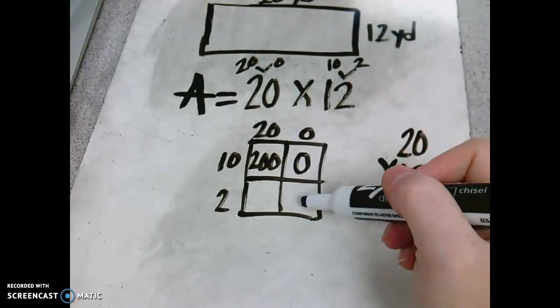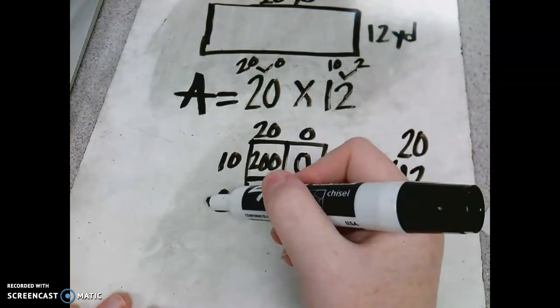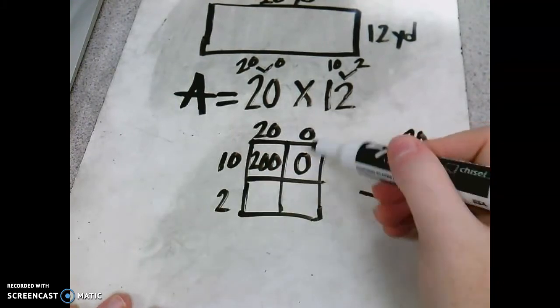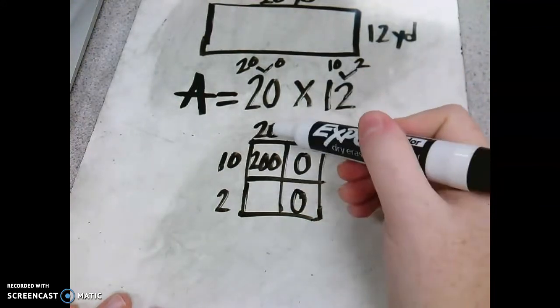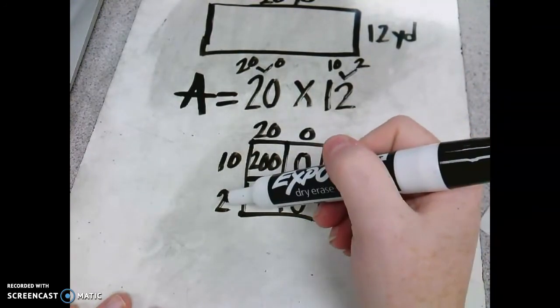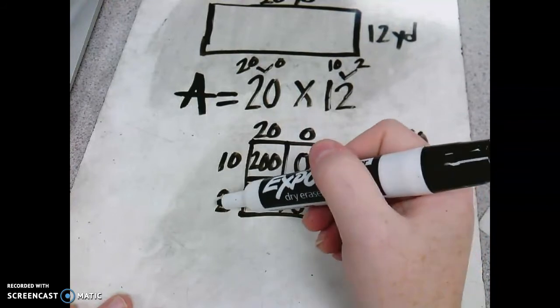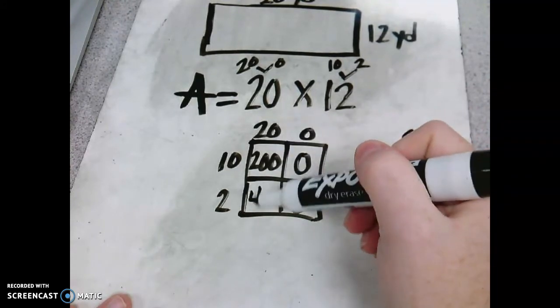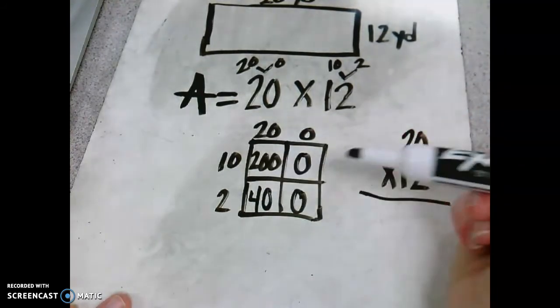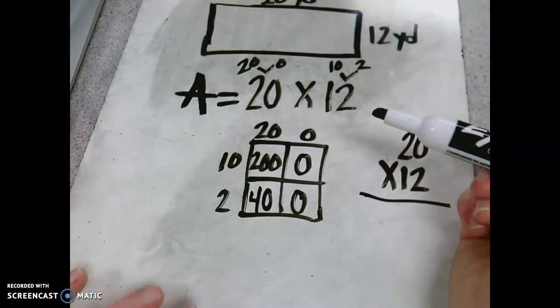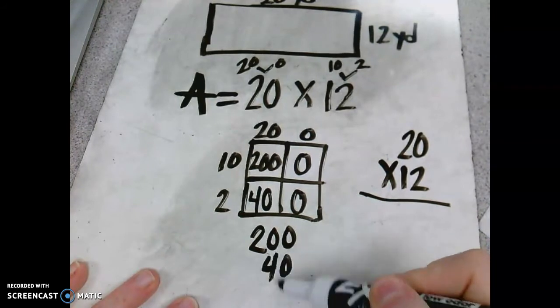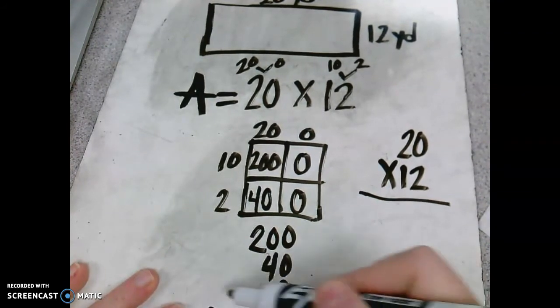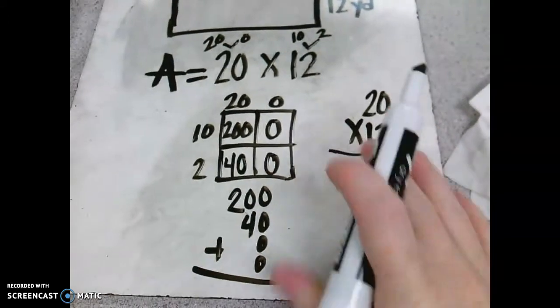This bottom square, we're going to look at what's on top and what's beside. So we have 0 times 2, which is 0. Then this one we have 20 times 2. So if you don't know that, you can do 2 times 2 is 4 and add your 0. Okay, now we're going to add all these together. 200 plus 40 plus 0 plus 0. And let's add them all together.